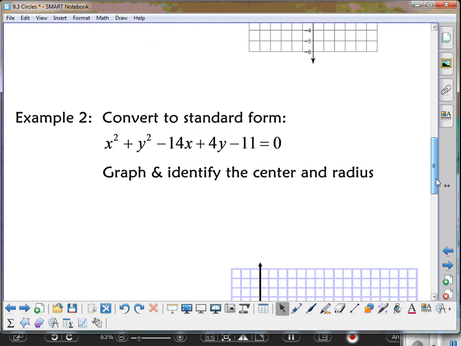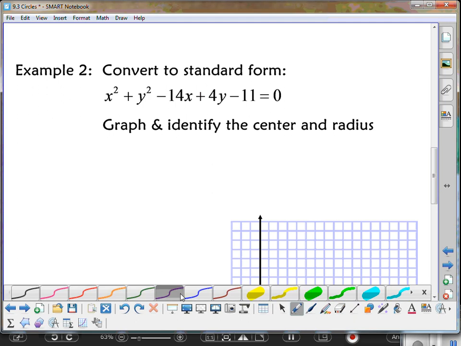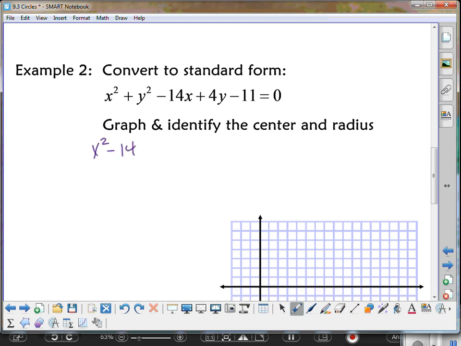All right, so now we're going to take this, we're going to convert it to standard form, and then we're going to graph it. We have to identify the center and the radius, and then we graph it. Okay, so it's not as bad as it looks. I'm going to get the x's together. So x squared minus 14x, and then I'm going to leave room because I'm going to complete the square. And then I'll put my y's, y squared plus 4y plus something, and I'm going to add the 11 to the other side. So I have that.